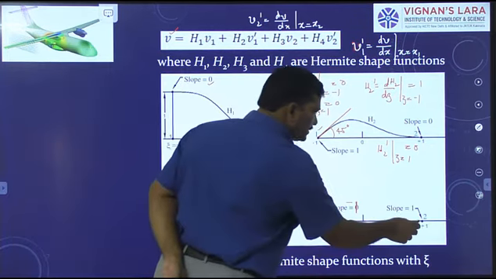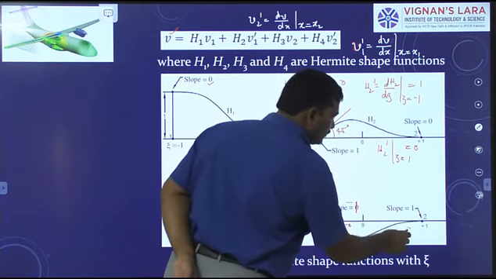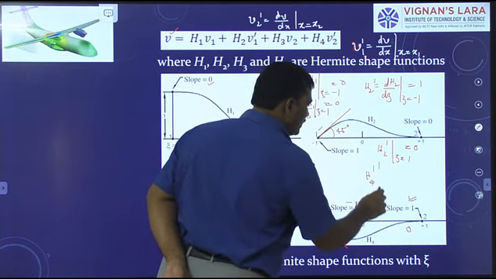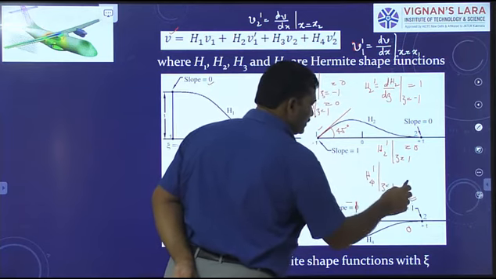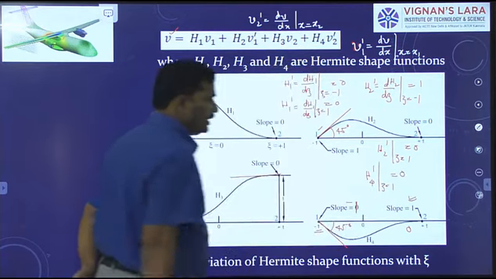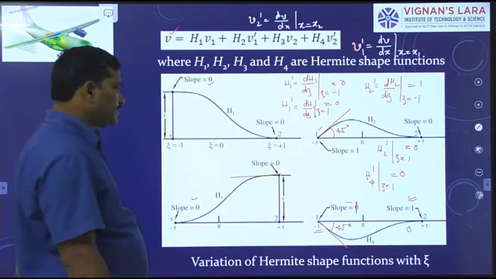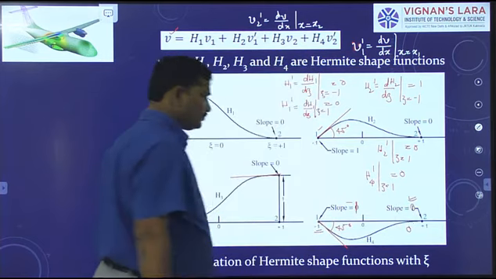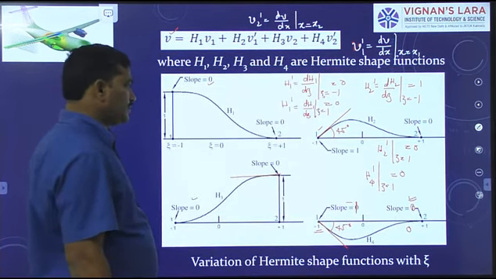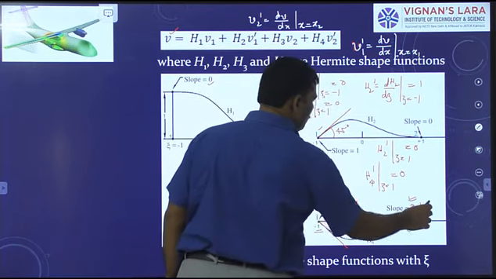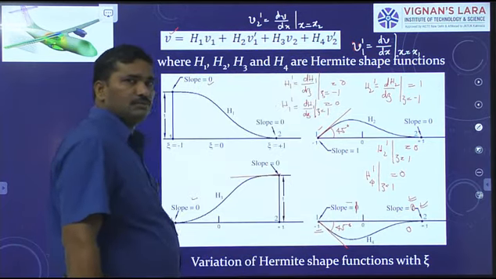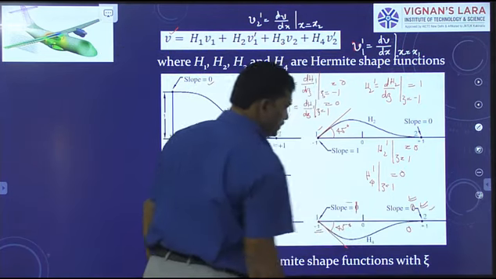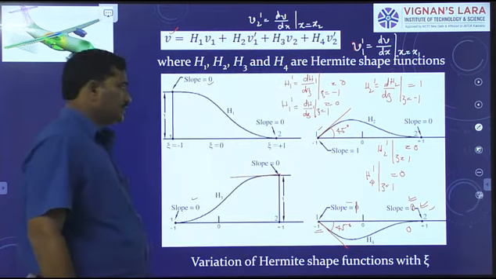Next, H4 at j equal to plus 1, it is 0. And coming to the slope, H4 dash at j equal to plus 1, it is 0. Understand carefully. Therefore, the slope is 0 here. At j equal to plus 1, the slope is 0. Right? And at j equal to plus 1, H4 is 0. Therefore, you get a plot like this.